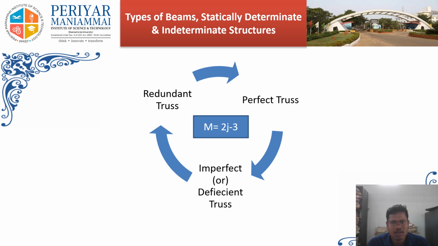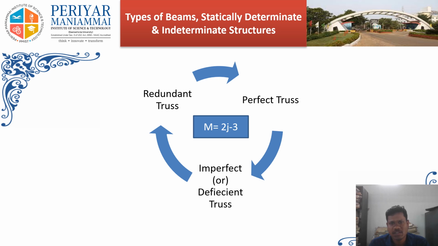And truss. A truss is made up of several bar members which are jointed together. So the truss can be a statically determinate structure if it is a perfect truss. How do we tell whether the truss is perfect or imperfect? Let us see that. There is an equation, m = 2j - 3, where m is the number of members in the truss and j is the number of joints. If we substitute the number of members and number of joints in this equation, we will get whether the truss is perfect, imperfect or redundant.